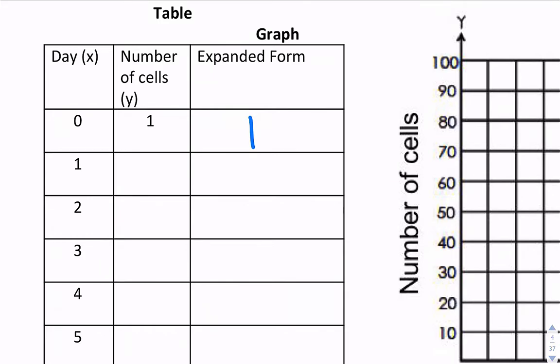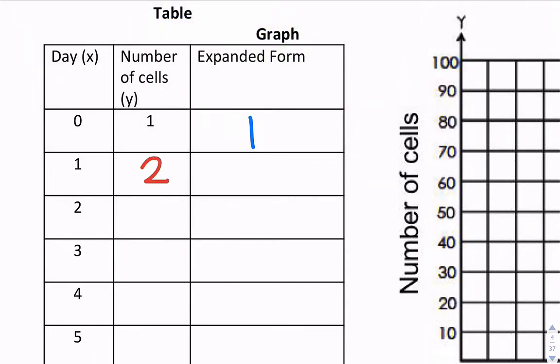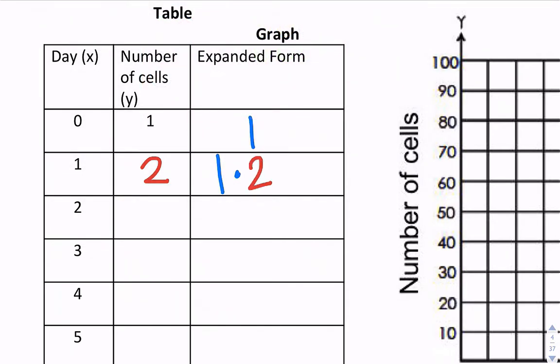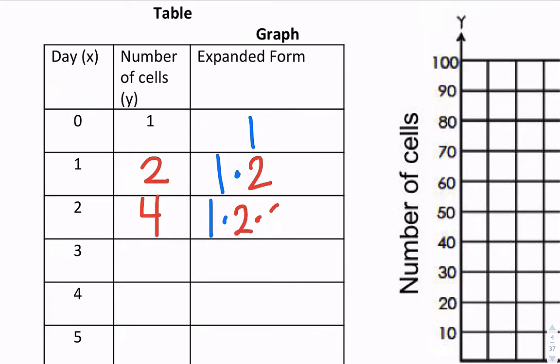Day 1, it doubles. 1 times 2 is 2. And if we write that in expanded form, it's 1 times 2. All right, on day 2, again, we double it. So on day 2, there are 4 cells. And if we write it in expanded form, it'll be 1 times 2 after day 1 times another 2.